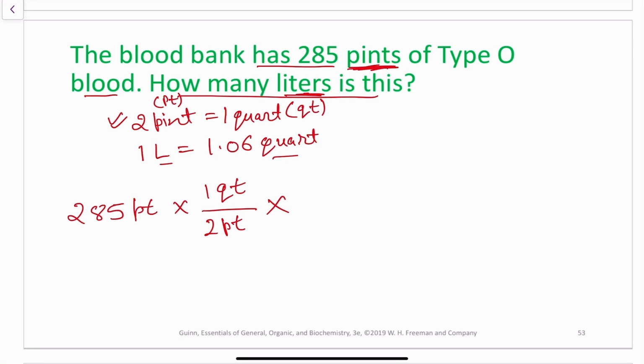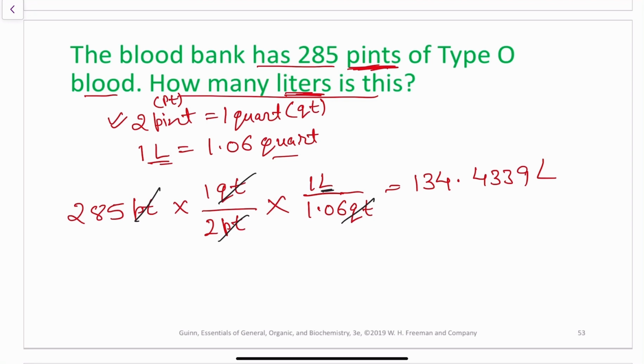And now what we need, liter on the top, because our final answer has to be in liter, and then 1.06 QT on the bottom. And if everything cancels out except the liter, PT cancels, QT gets cancelled, the only unit left is liter. That's what we required. So if you solve everything, you're gonna get this big number 134.4339 liter. But how many significant figures do we need in our final answer?